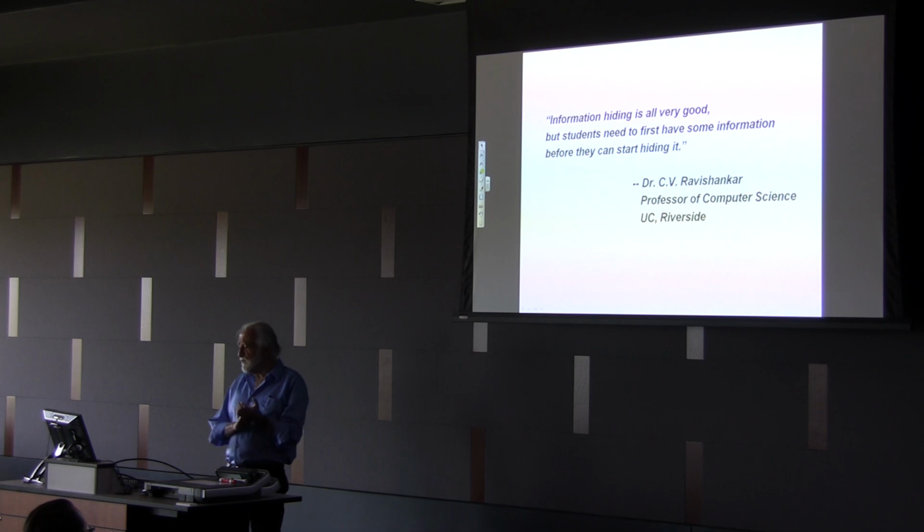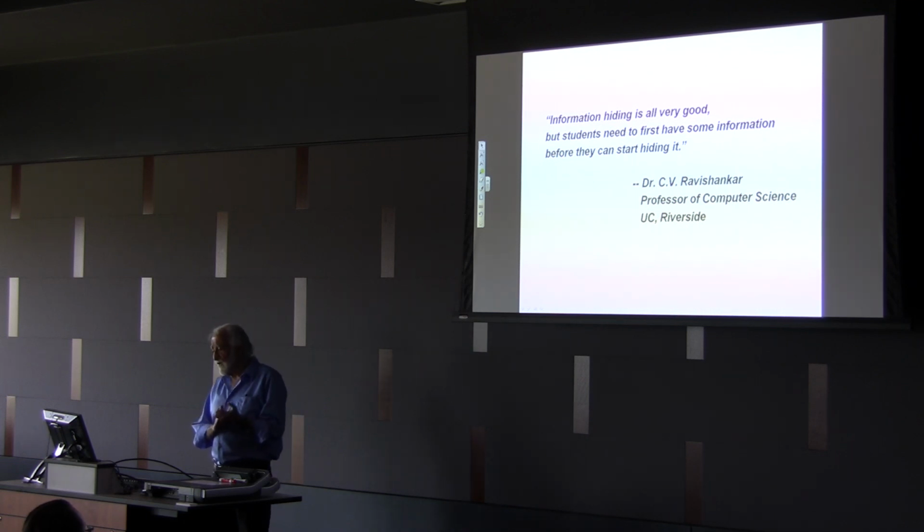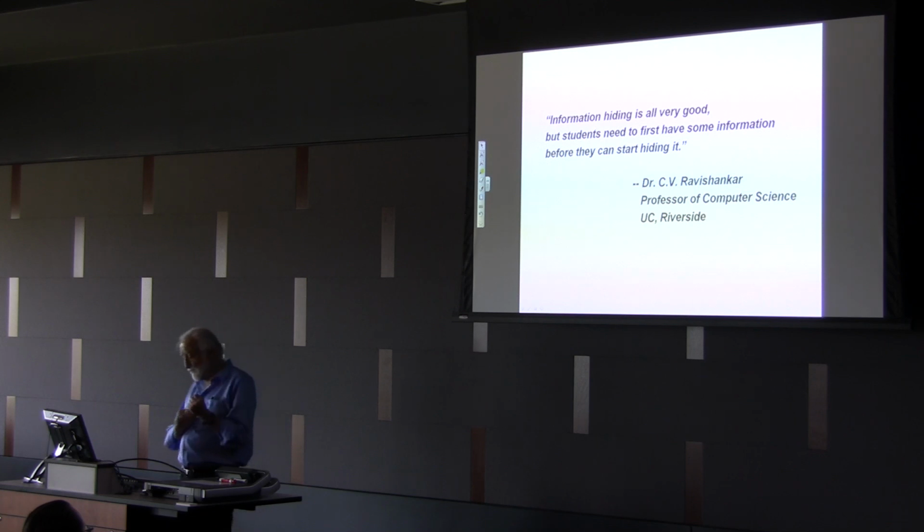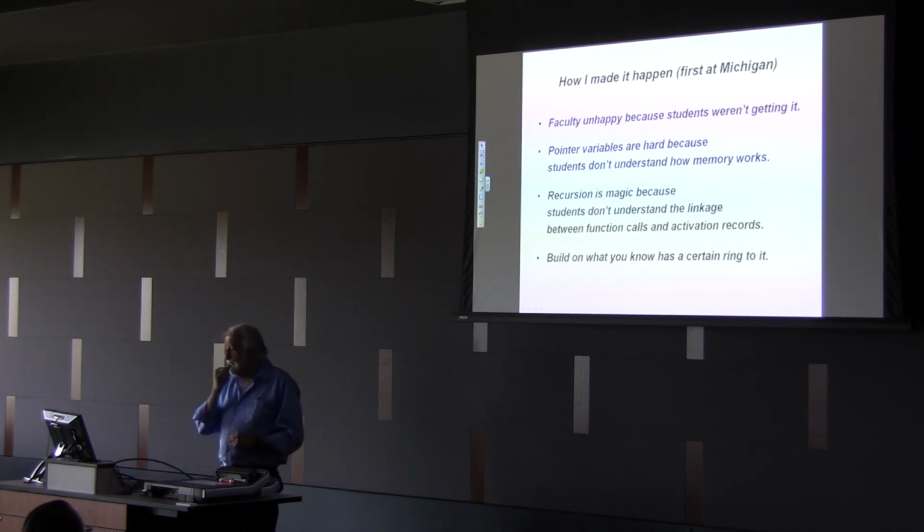A former colleague of mine from Michigan who's now at Riverside said, information hiding is all very good, but students need to first have some information before they can start hiding. How I made it happen at Michigan, the fact that you're unhappy because students weren't getting it, I've already told you that. I gave you the examples of pointer variables and the example of recursion.